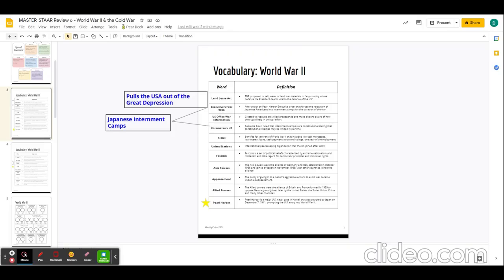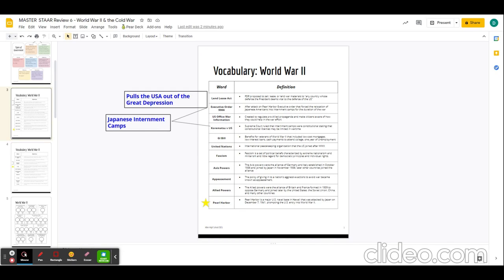Now, of course, there were challenges to the legality of these camps. Korematsu versus the United States. However, the Supreme Court upholds the legality of the camps, saying that during times of war, constitutional liberties can be limited. So Executive Order 9066, Korematsu versus the United States, and how they connect to the Japanese internment camps are especially important to know.